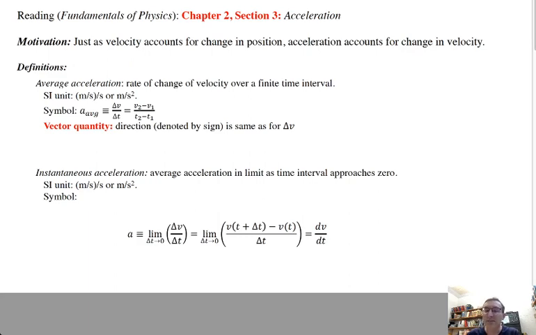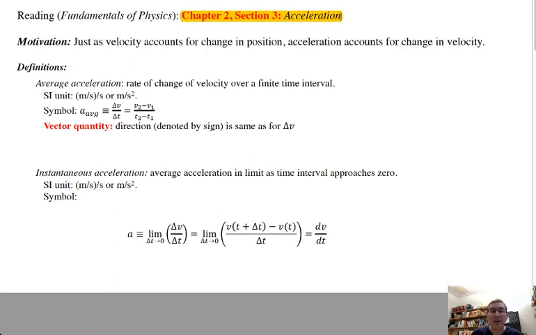The topic of today's video lecture is the physics concept of acceleration. Let me remind you that this video lecture is a summary only of the more detailed content that you can read in our online textbook on Wiley+. The book is named Fundamentals of Physics. And as we can see here at the top of our slide, the corresponding section for today's reading is Chapter 2, Section 3, where the concept of acceleration is introduced.